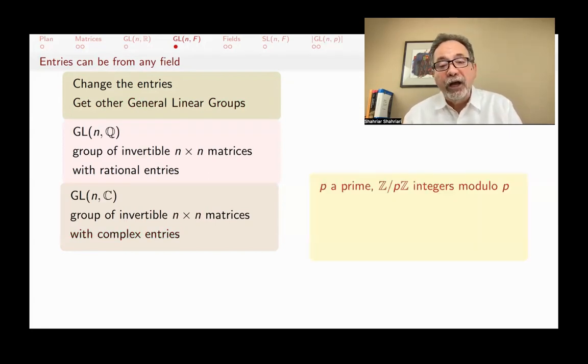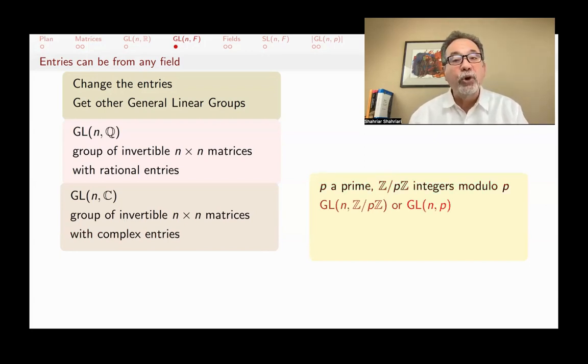Or if p is a prime and you look at integers mod p, then you can have those be the entries of your matrix. And this will be a finite group. You will not have an infinite number of elements because there's only a finite number of possibilities for the entries. So these are n by n invertible matrices with entries being 0 through p minus 1. And instead of the cumbersome GL_n(Z/pZ), we write GL_n(p) for that.